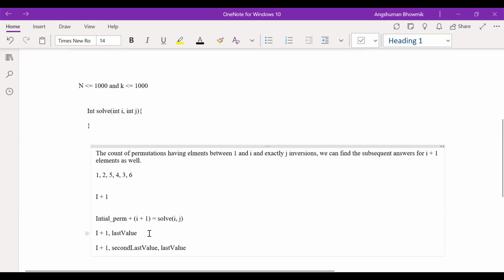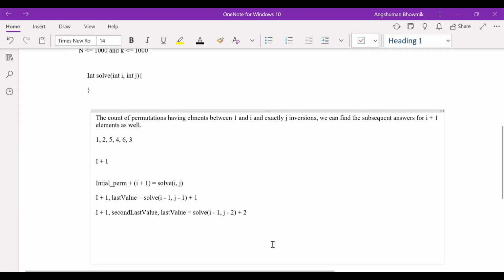If we place it at the second last index, that is the I plus 1th value, we will get one extra inversion due to this. Because let's say in our initial permutation, instead of this arrangement, we had the 6 and 3. So 6 and 3 constitute one single pair, which will give us a new inversion count. So this will be the same as having I minus 1 elements and j minus 1 inversions, plus 1 added due to this new I plus 1th element. Similarly, it will be for I minus 1, j minus 2, and added 2.